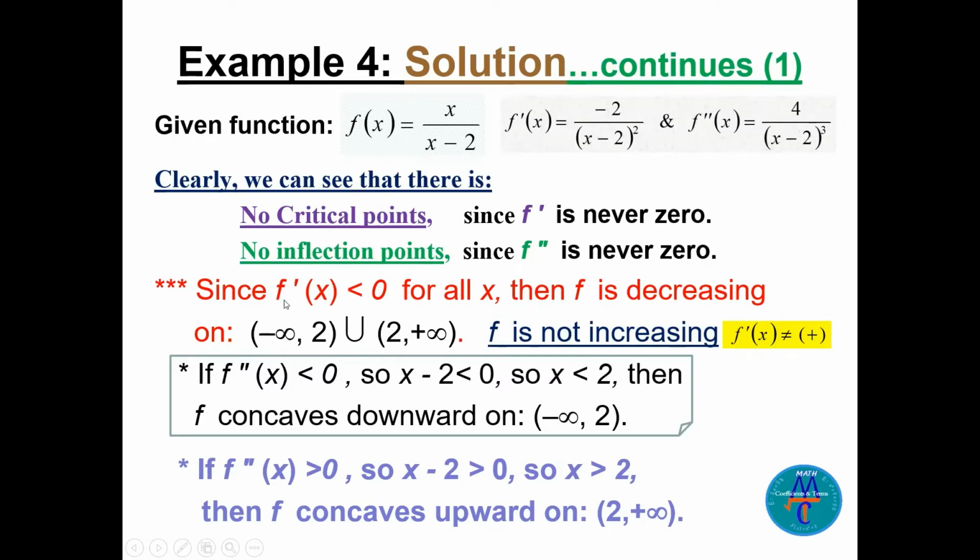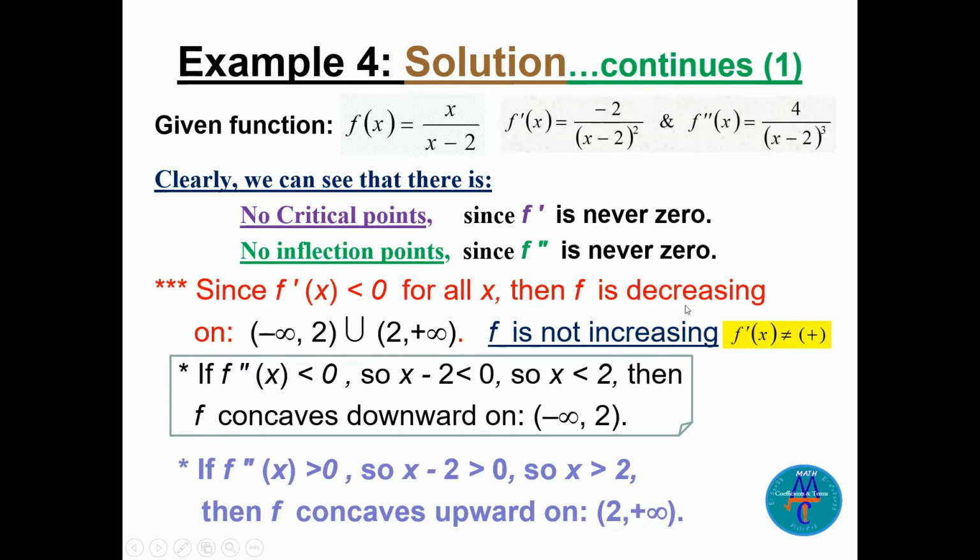Now let's study f prime. So f prime here is minus 2 over x minus 2 squared. You see, this is positive down here, x minus 2 all squared, and we have a negative, so it's negative for all x.